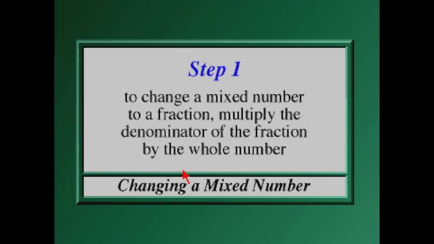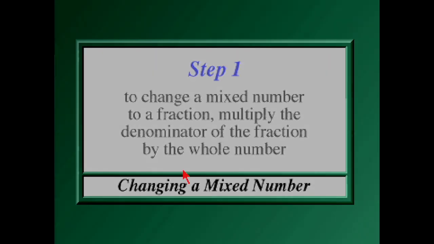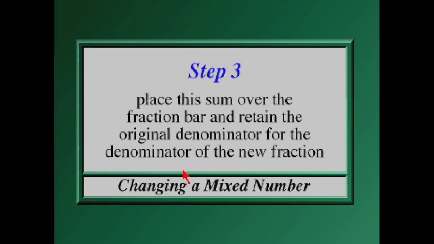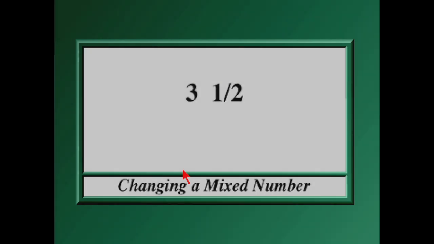Step 1. To change a mixed number to a fraction, multiply the denominator of the fraction by the whole number. Step 2. Add the amount of the numerator to the product obtained in Step 1. Step 3. Place this sum over the fraction bar and retain the original denominator for the denominator of the new fraction. For example, to change 3 1/2 to a fraction, multiply the whole number 3 by the denominator 2.